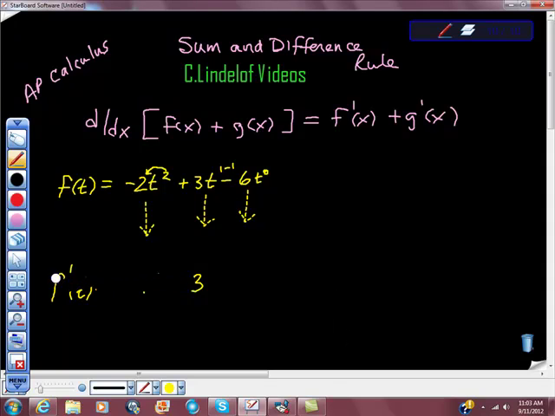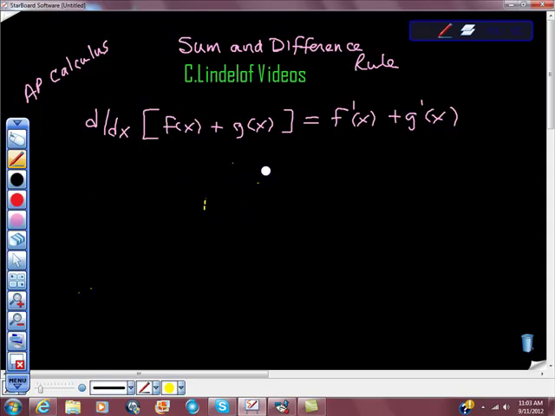All right, let's try another example. I think I'm going to try to do at least 2 examples, maybe 3, if time permits. So let's try this, please. The next function is this one. Oh, let's use this position function. We have s of t is equal to t cubed plus 5t squared minus 3t plus 8.